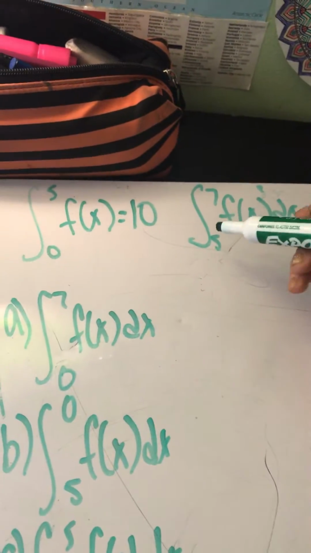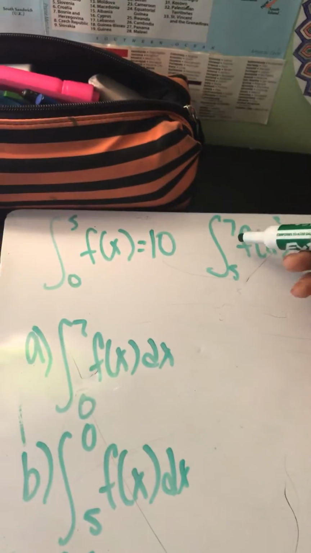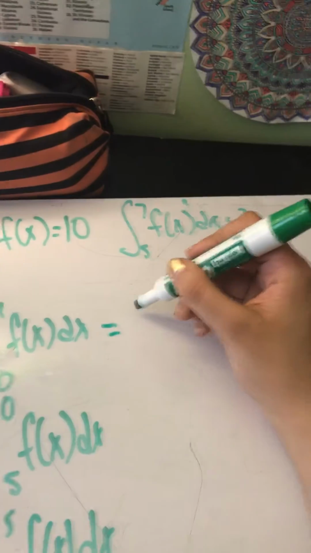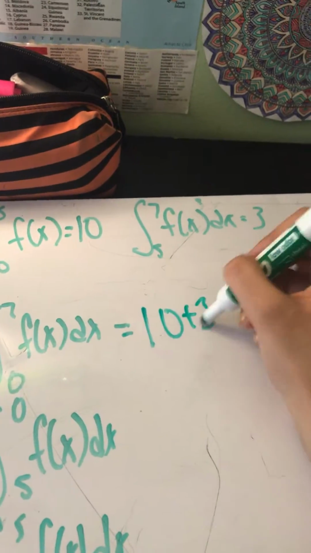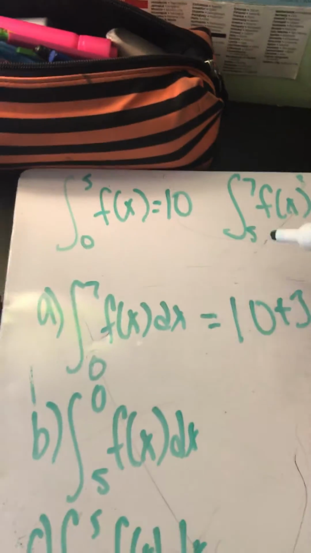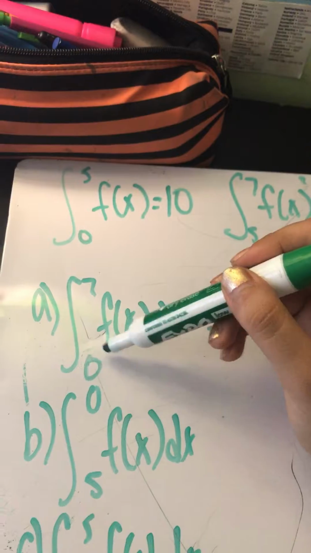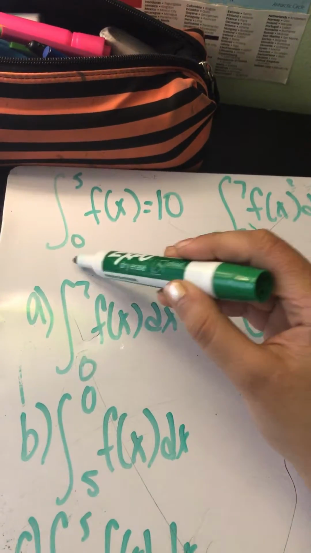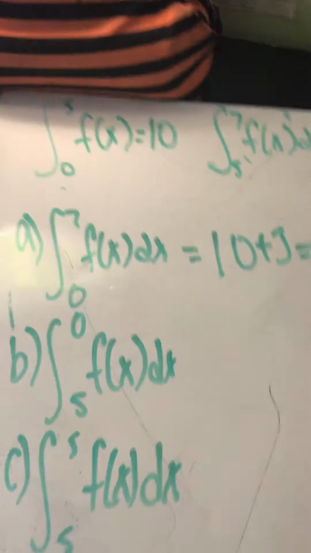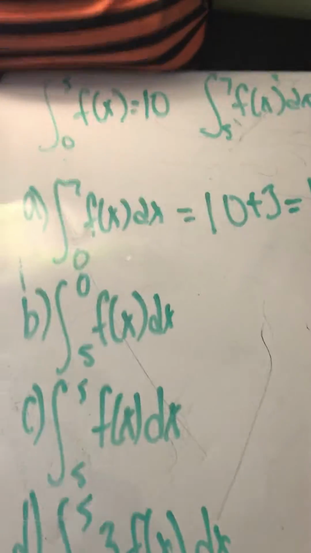So all you're going to do is just add those, because 7 is right there and 0 is right there. So you're going to have 10 plus 3. Since they're asking for the lowest number from these integrals, 0, and the highest number, 7, you're basically just going to add them. That's just part of the properties of this kind of stuff.